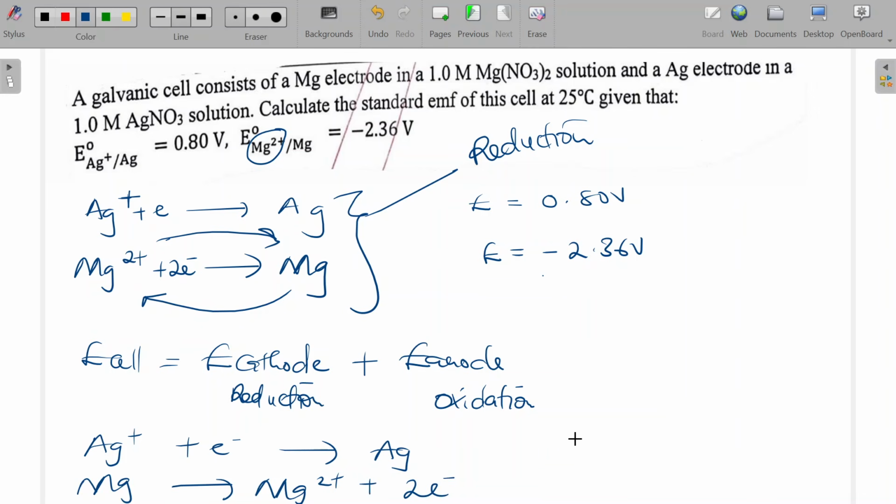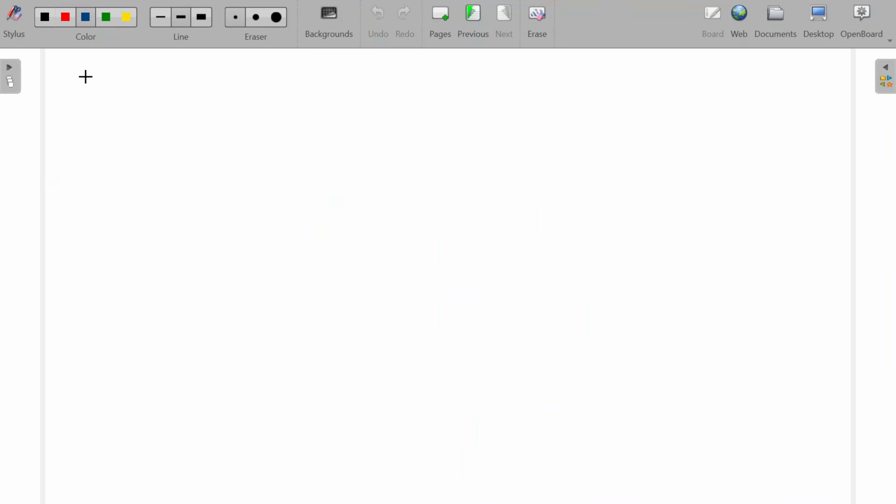Then the E cell for the silver will be the same, and for the E cell of the magnesium, it's going to change. It's going to become what? It's going to become positive. So it's going to be 2.36 volts.